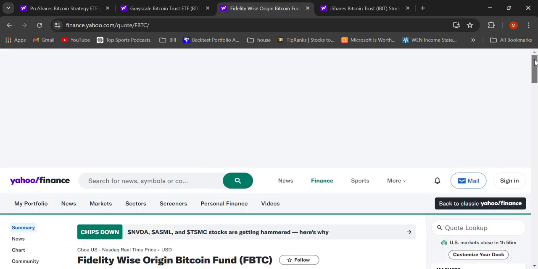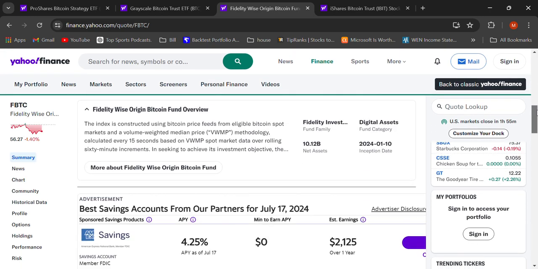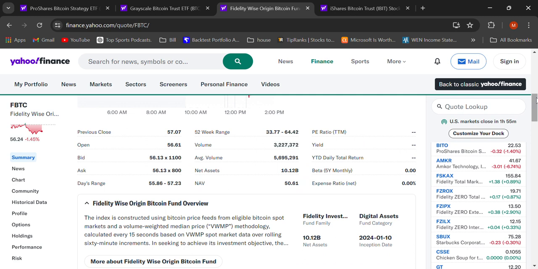Now we're going to go to FBTC, the Fidelity Wise Origin Bitcoin ETF. This one has about $10.12 billion in assets. There is no year-to-date return because it actually did start at the beginning of 2024. But this is a big one, and obviously it is Fidelity.